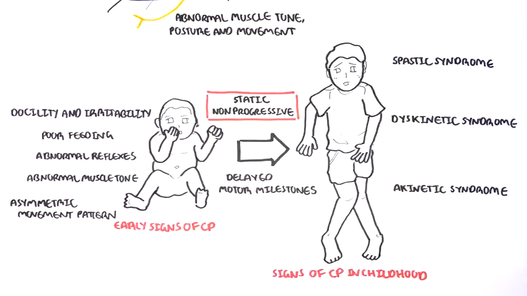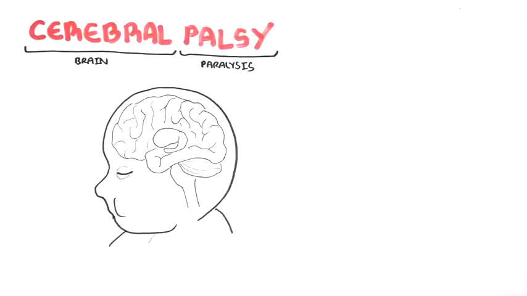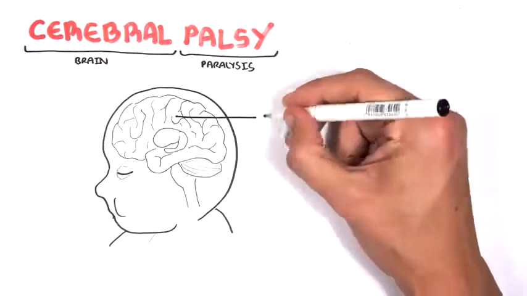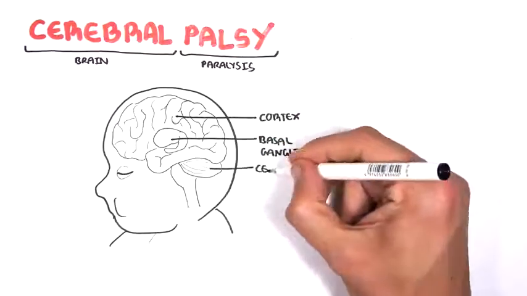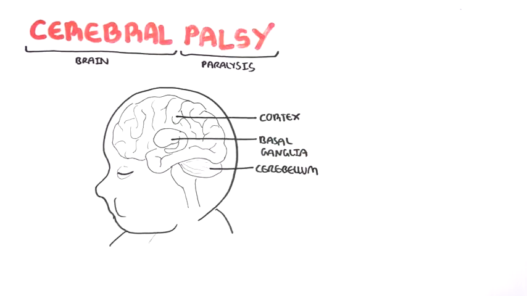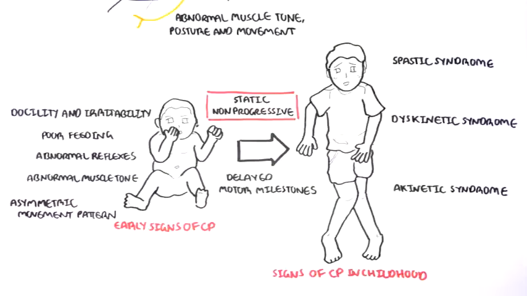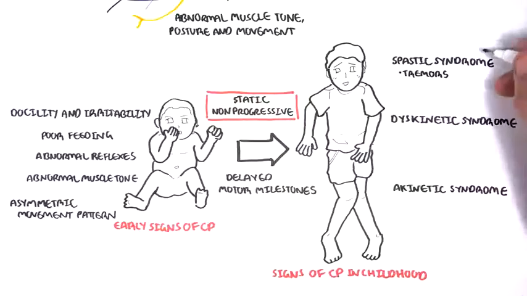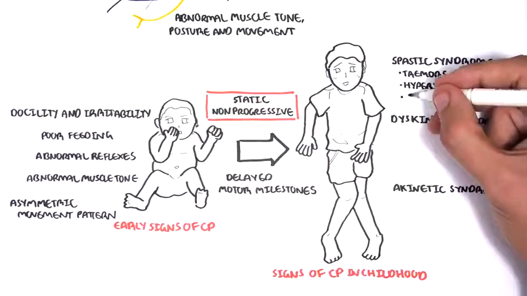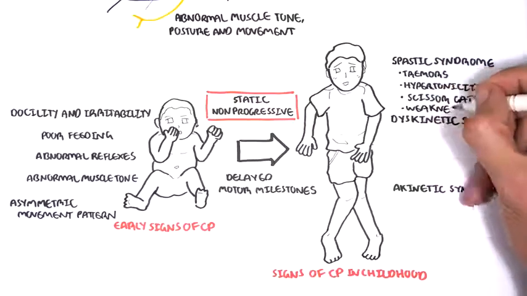Akinetic means no movement. What's interesting is that these syndromes correlate to the brain areas we talked about at the beginning of the video: the cerebrum or cortex, the basal ganglia, and the cerebellum. Now, for spastic syndrome, this includes signs and symptoms such as tremors, hypertonicity, scissor gait, and limb weakness.